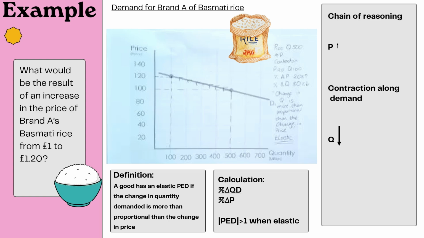You might have noticed the absolute symbols around PED. That means you ignore the sign in front of the number. So if you get a negative number, which you will with PED, you can discard that. If the absolute value is greater than 1, you have an elastic good, which does make sense. If the change in quantity demanded was more than proportional to the change in price, the number in the numerator is going to be greater than the number in the denominator, and so you're going to get an answer that is bigger than 1.